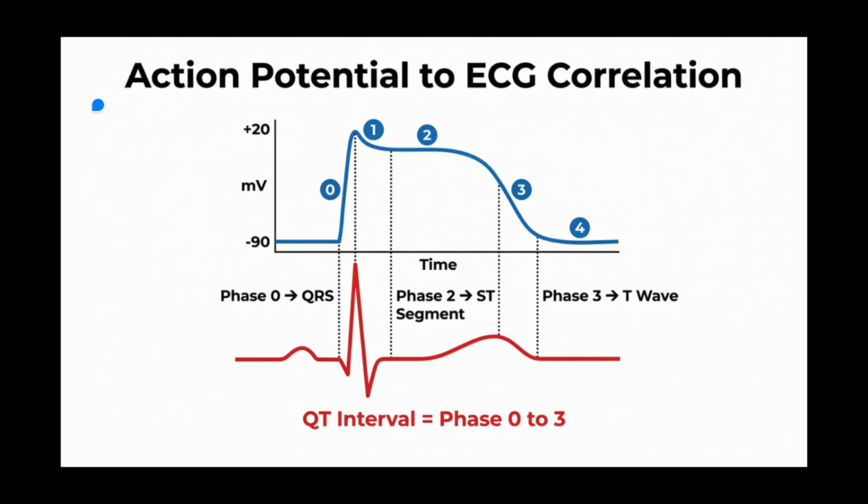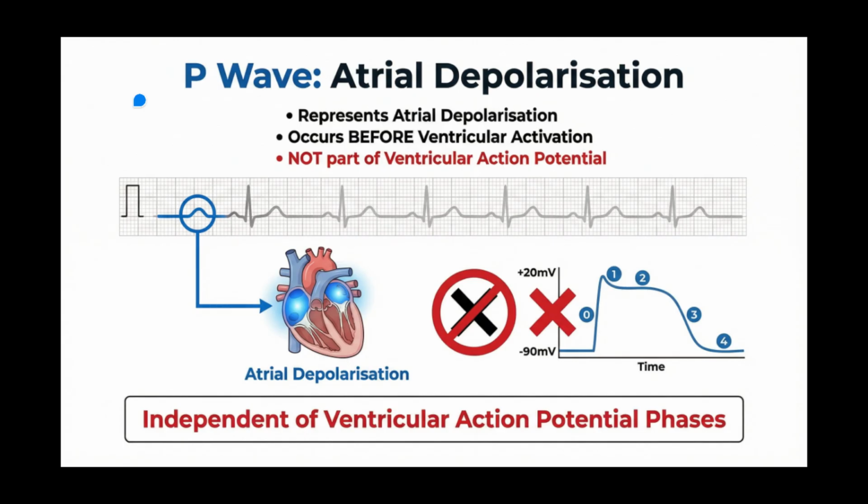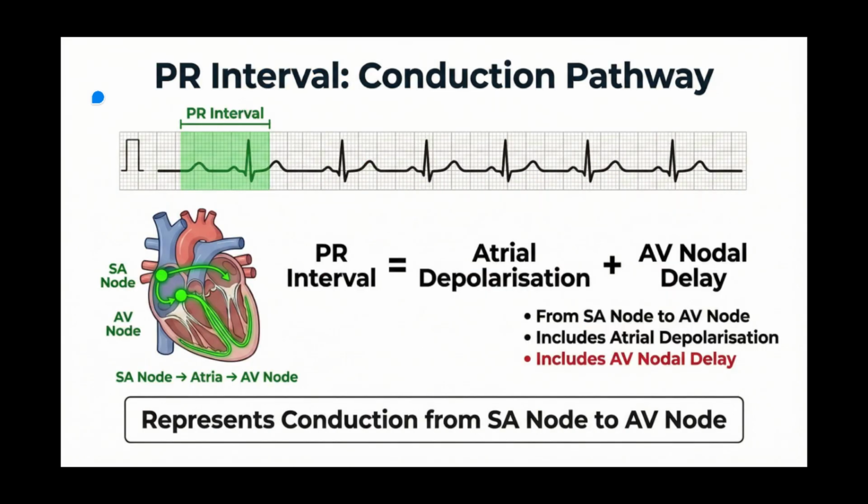Now connect action potential to ECG components. This is where most candidates get confused. Let us make it simple. P wave represents atrial depolarization. It is independent of the ventricular action potential phases. PR interval represents conduction from the SA node to the AV node. It includes atrial depolarization and AV nodal delay.